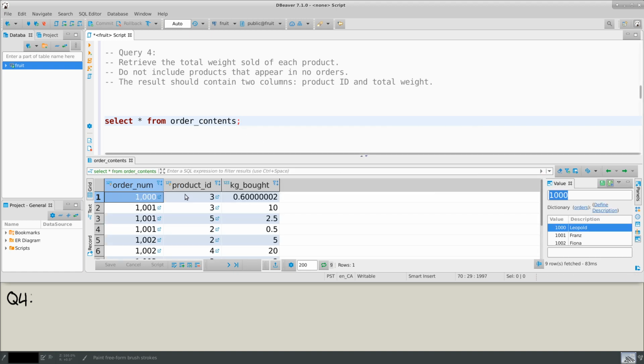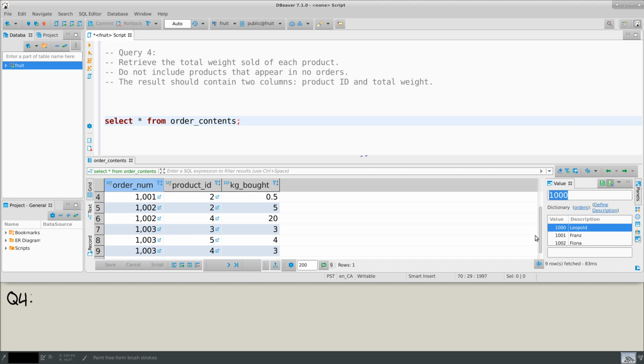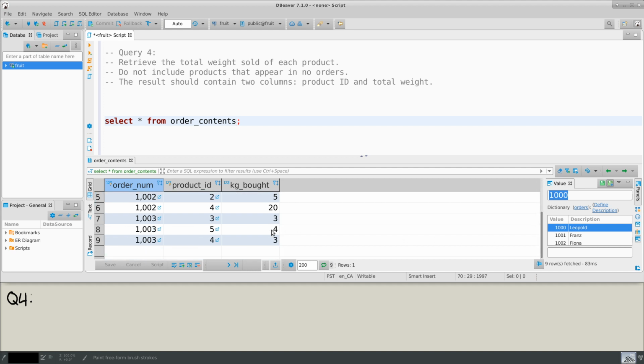If all I need is the product ID and the number of kilograms purchased in total, what I want to do is some operation on the order contents table. I actually don't need the products table, because it contains the name and the price per kilogram, which doesn't give me anything I don't already have: product IDs and the number of kilograms bought. But I do need to find some way of generating only one row per product ID. So for example, product number 3, I purchased, let's see, there's 10 kilograms of it there, plus 0.6, plus 3, so 13.6 kilograms in total.